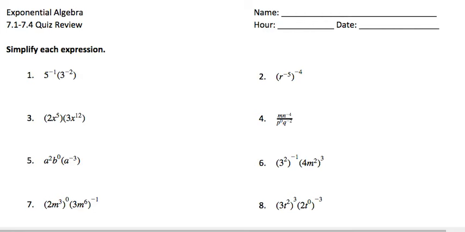Welcome. This video is going to step you through our 7-1 to 7-4 quiz review in case you have any questions along the way that you want to clarify. So the first set of 8 is all about just simplifying the expression that's given.